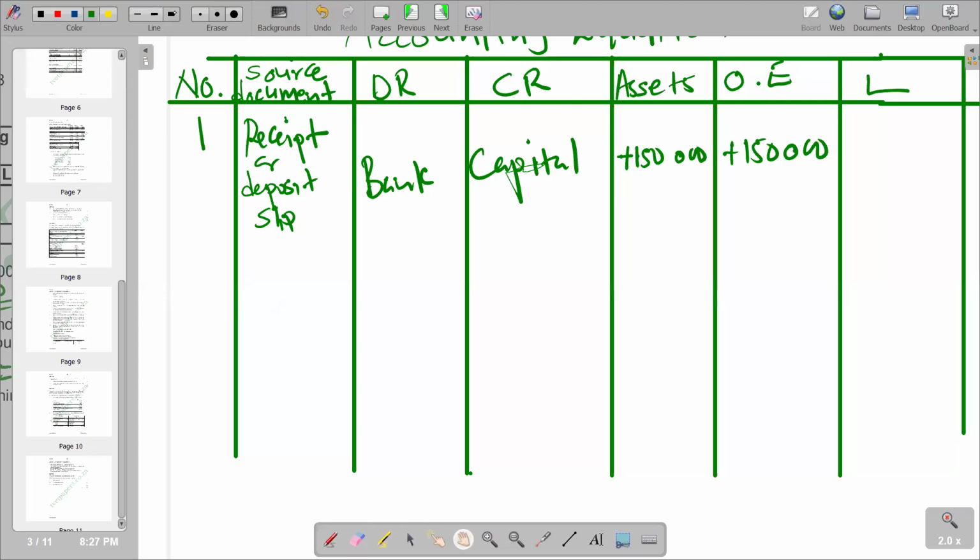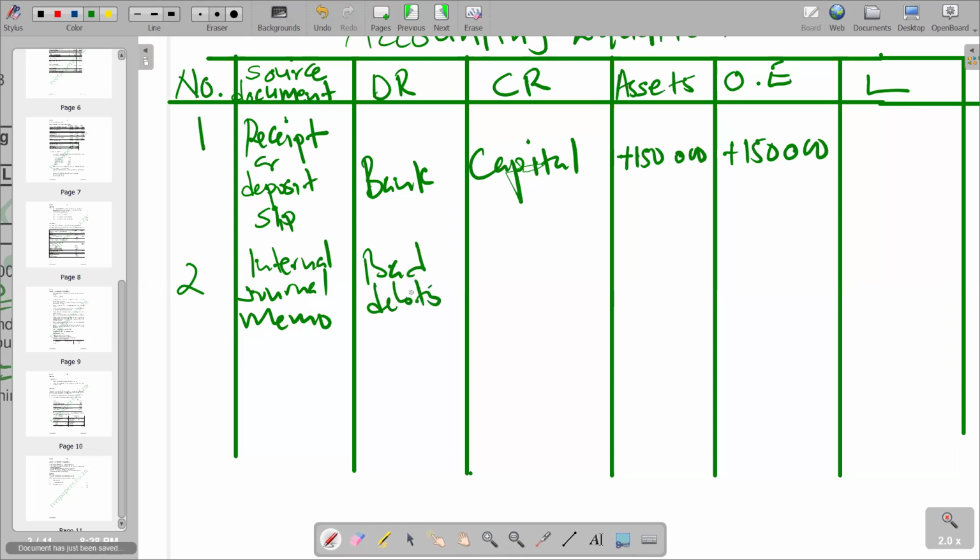So here we have item 2. And our source document is an internal journal memo. And the account to be debited, remember we said, is the bad debts account. And the one that is supposed to be credited is now the debtors control.